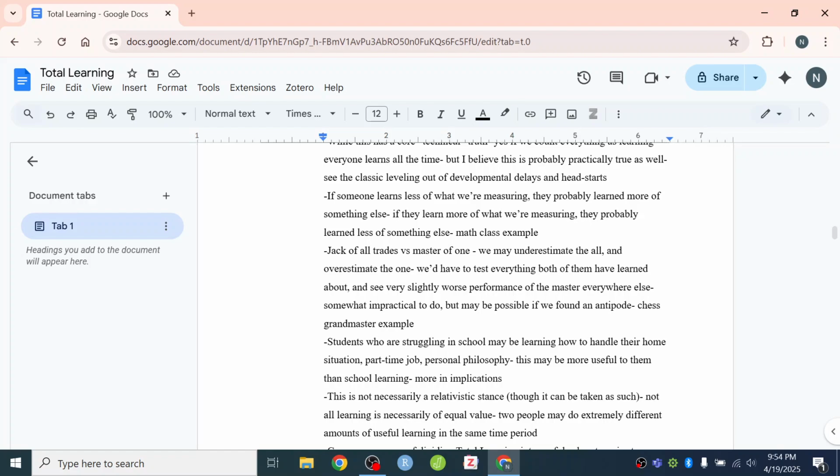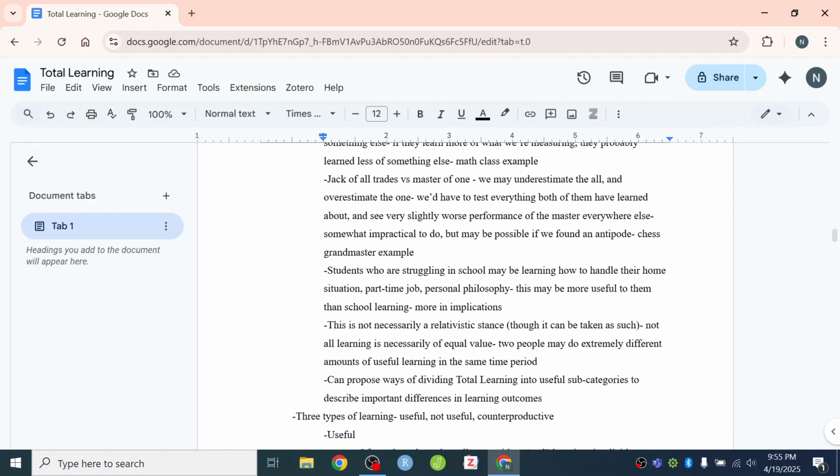But we replace a conversation about you learned more than this other person with you learned more useful things than this other person did. It's a new framework on that conversation. With this in mind, you can propose ways of dividing total learning. If we take total learning to be the circle, the sphere that encompasses all the learning done by a person, we can cut that shape up into different sections, different categories, different types of learning, different subcategories to describe important differences in learning outcomes.